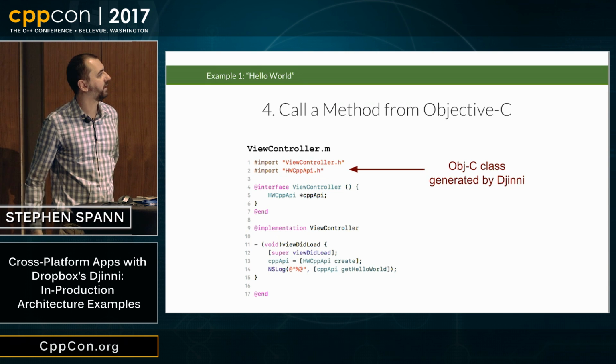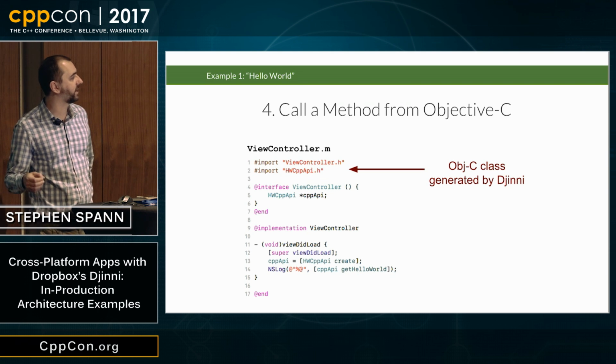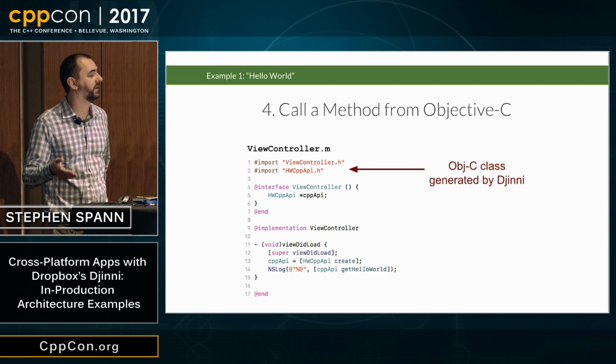So we have a private property for it. In the view did load, we create it, and then we call get hello world and send it to the console.